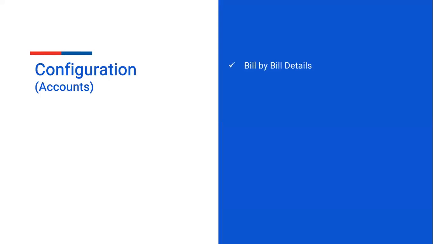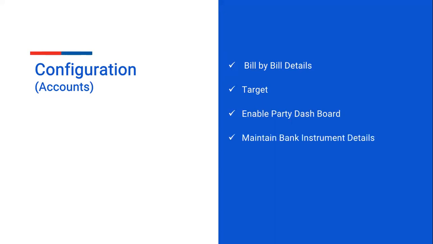Configuration. What configuration do we have to do in Busy? For the first, account configuration, we have to enable bill by bill details. With bill by bill details, we can track the EMI options for particular customers on the basis of reference. The second option is target. We can define the target on the basis of broker, item, or account master. Enable party dashboard. We can see the party dashboard while invoicing.